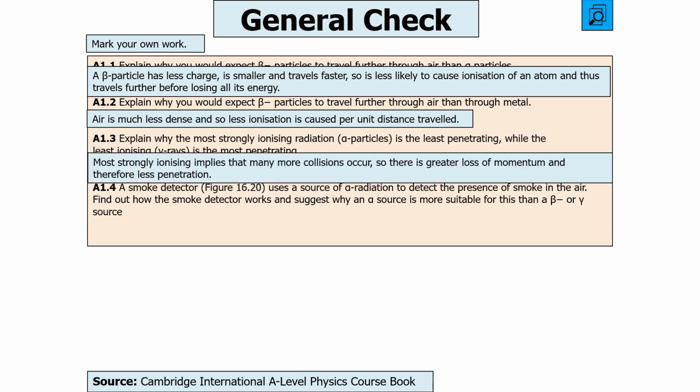Now, more strongly ionizing implies that the radiation will have more collisions with the particles, so therefore there's a greater loss of momentum in each collision, so therefore it will not travel as far, so there'll be less penetration.